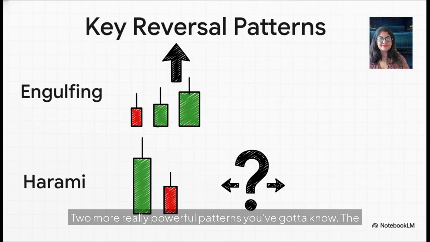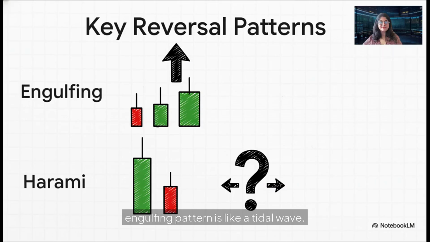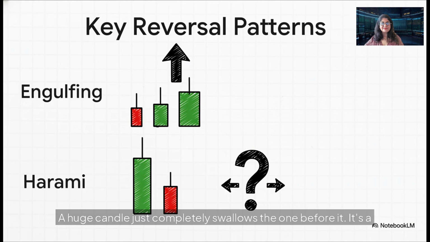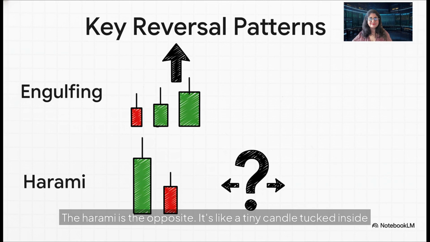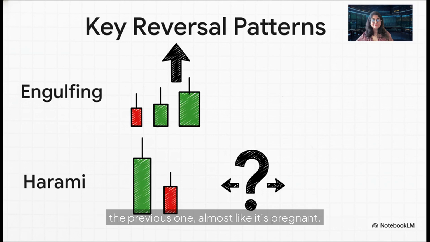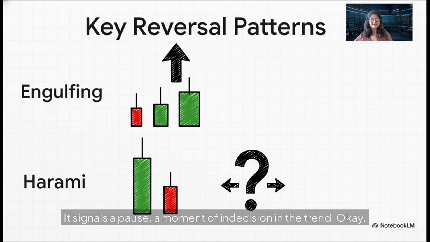Okay. Two more really powerful patterns you've got to know. The engulfing pattern is like a tidal wave. A huge candle completely swallows the one before it. It's a huge sign of a shift in momentum. The harami is the opposite. It's like a tiny candle tucked inside the previous one, almost like it's pregnant. It signals a pause, a moment of indecision in the trend.